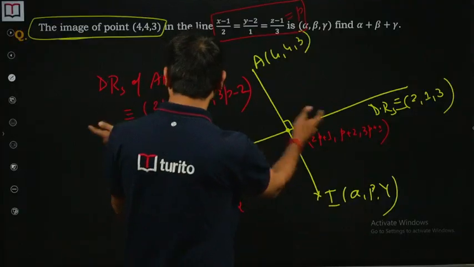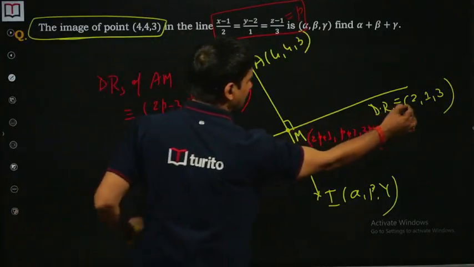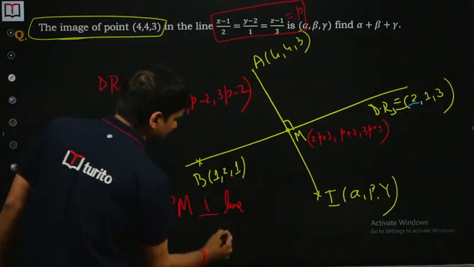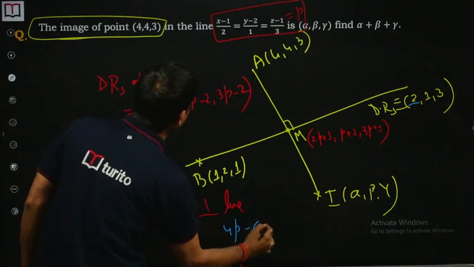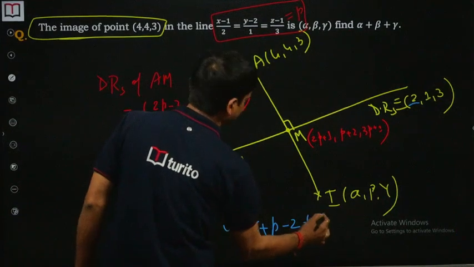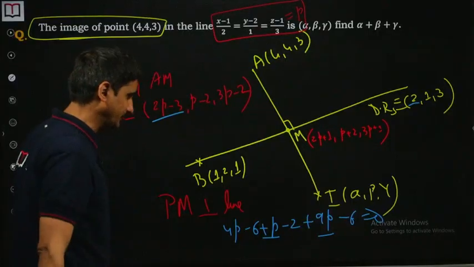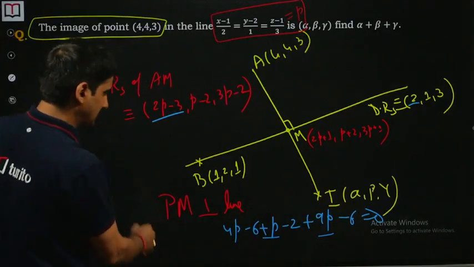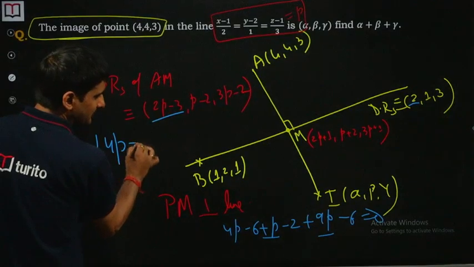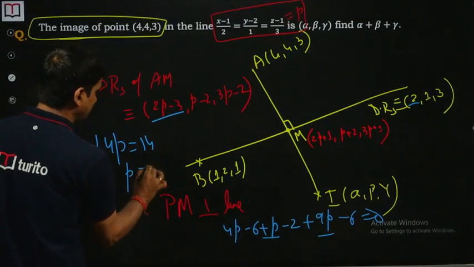So just do it. So what will you get? a1 into a2. So it's 4p minus 6, and then plus p minus 2, plus 9p, and then minus 6 is equal to 0. So 4p, 9p, 14p. Isn't that 14p? Oh wow, p is 1, and that's it.